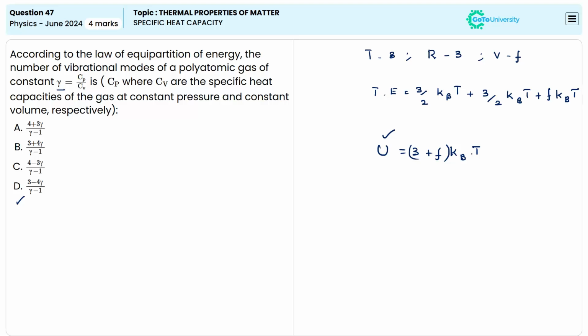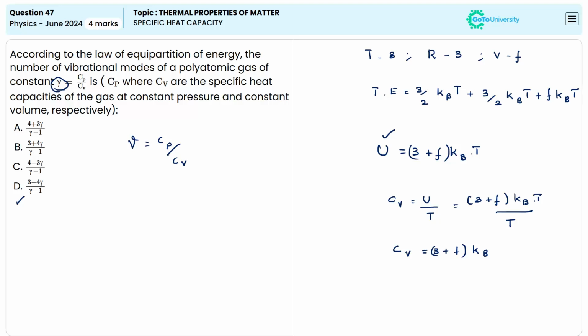So the molar specific heat at constant volume, Cv, is nothing but the total energy over T. So here we can write (3 plus F) kB times T over T. So the molar specific heat at constant volume is equal to (3 plus F) times kB. Now our question is about calculating the value of gamma, which is given as Cp divided by Cv.